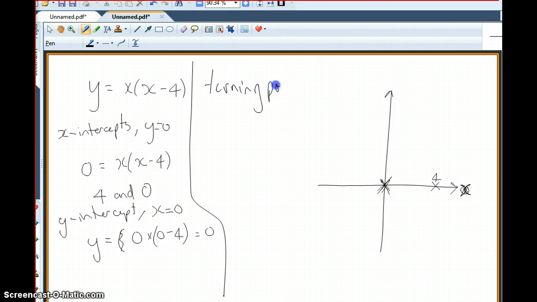How do I do that? Halfway between the two x-intercepts is the turning point. So remember, the equation is (x1 + x2) divided by 2. So 0 plus 4 divided by 2. Answer? 2. You can either do it by sight, and don't make a mistake, or you can use the equation.